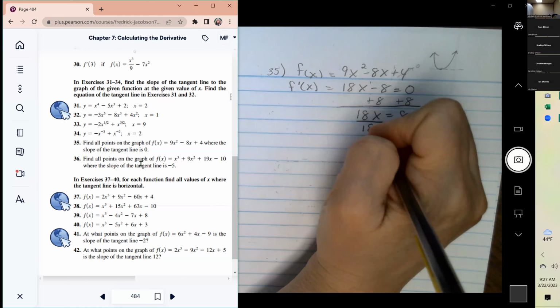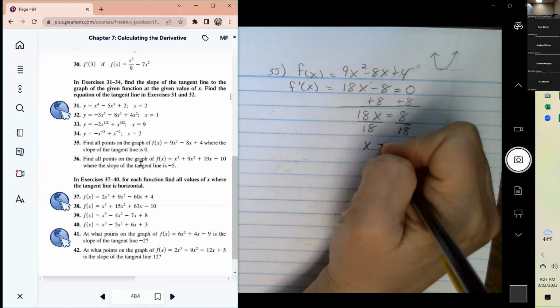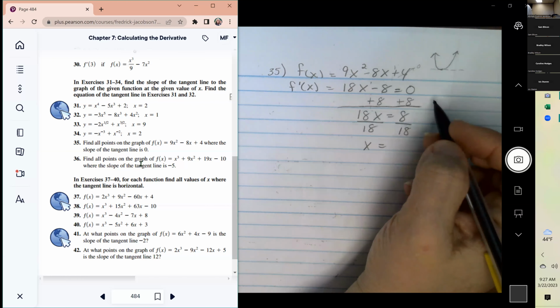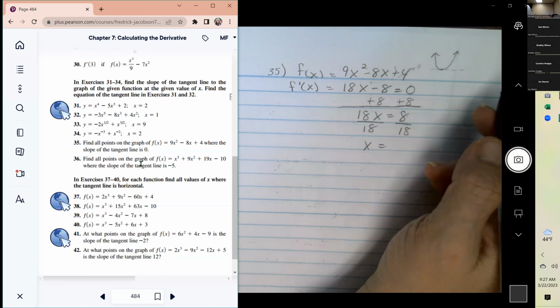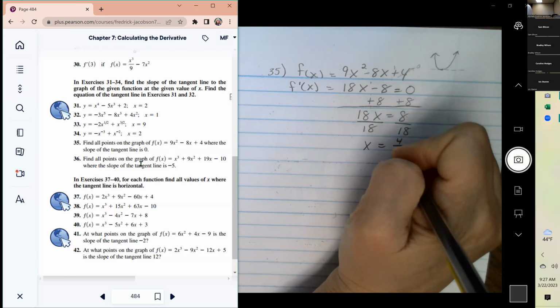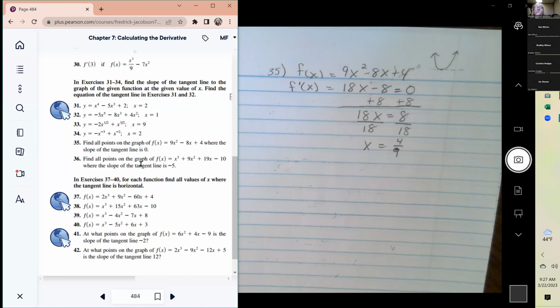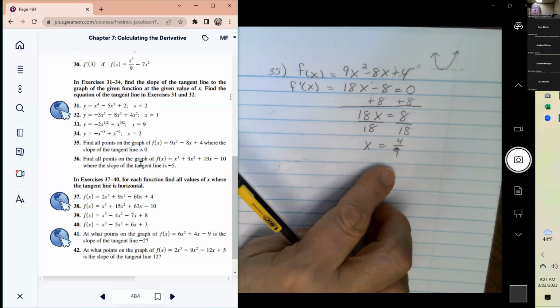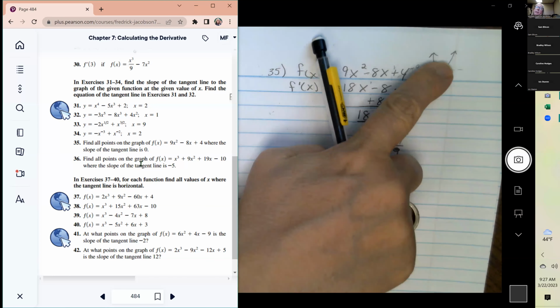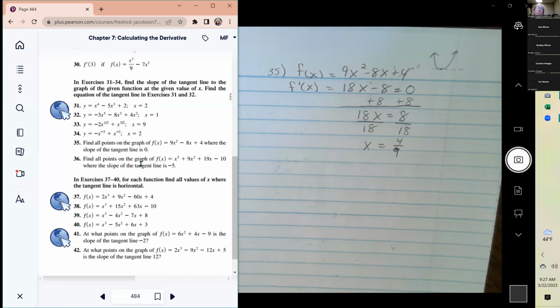Divide by the 18. Let's see, reduce by 2, 4/9. So this x value is where the minimum on the graph is. Any questions on that? Let's try 36.